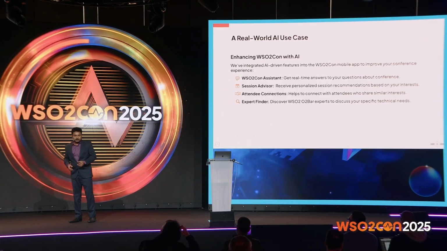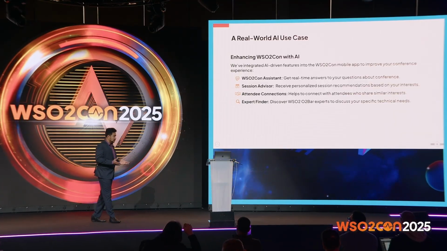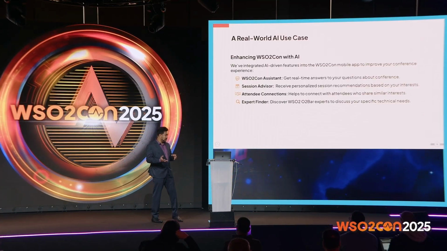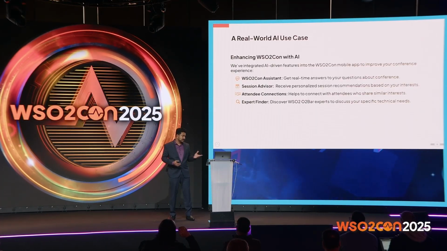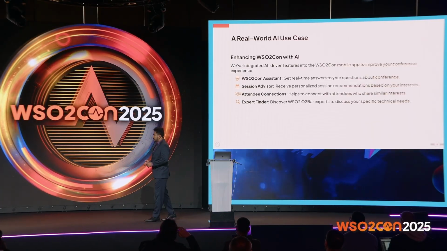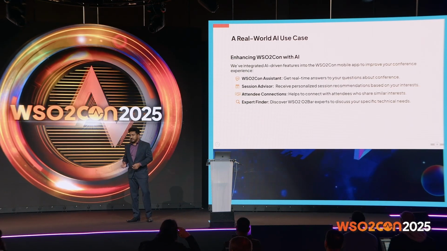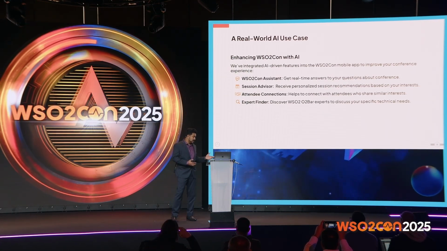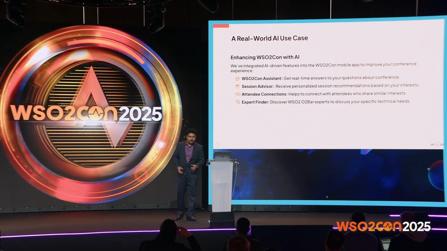And also there is a session advisor, which can help you to get personalized session suggestions, so you know what you want to go and listen to. Another feature is helping you find who you can connect with who has similar interests. And we also have the expert finder, where you can tell your problems, and then it will help you find the right expert. So those are the 4 AI features.